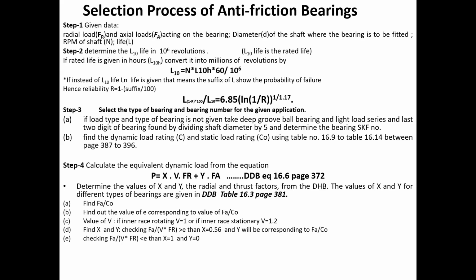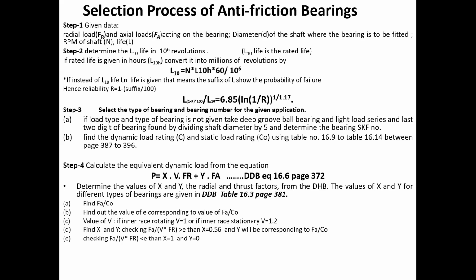So we need in actual four things. That means the loading condition, the dimension of the shaft. Sometimes this dimension of the shaft is not given. Then how to select, that we will discuss when we attempt some problems for selection of anti-friction bearings. And the speed at which the shaft is rotating and the life, for what life you want to design your bearing. So this is the minimum requirement for the selection process.